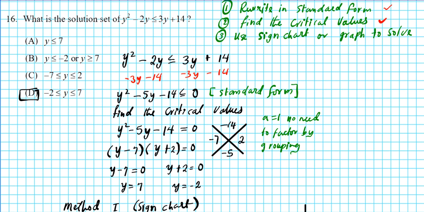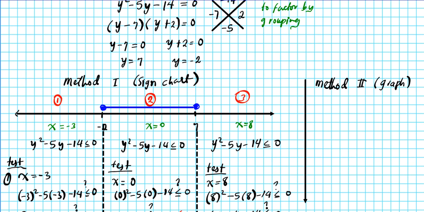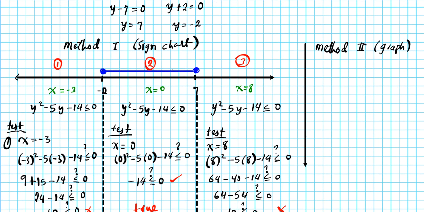Okay, so I told you there's another way to do this. Method 2, this involves using the graph. It's much easier. All you have to do is know the critical values and the opening of the graph. Since a is greater than 0 for the standard form, the graph opens up. The opening is really important.